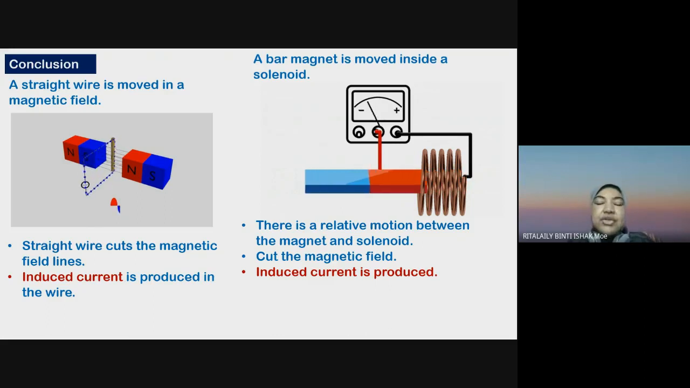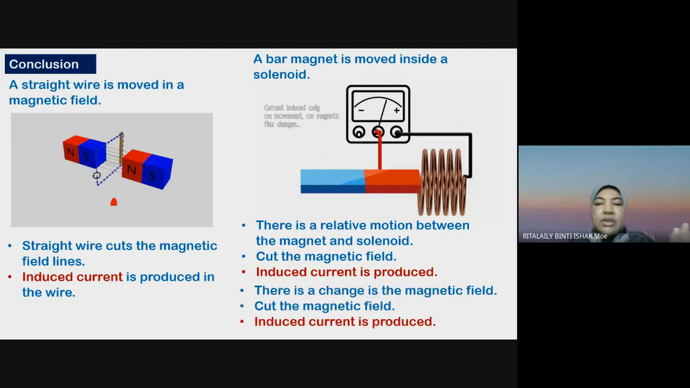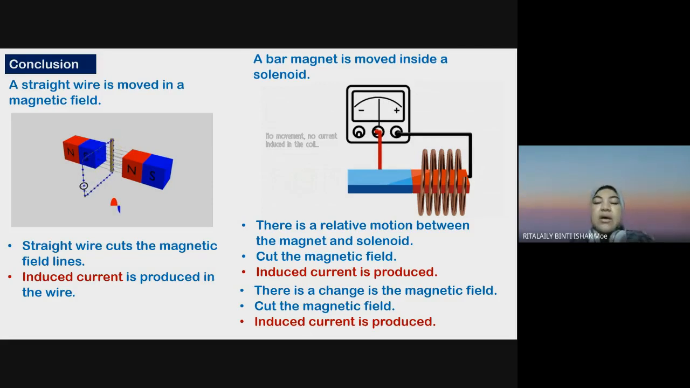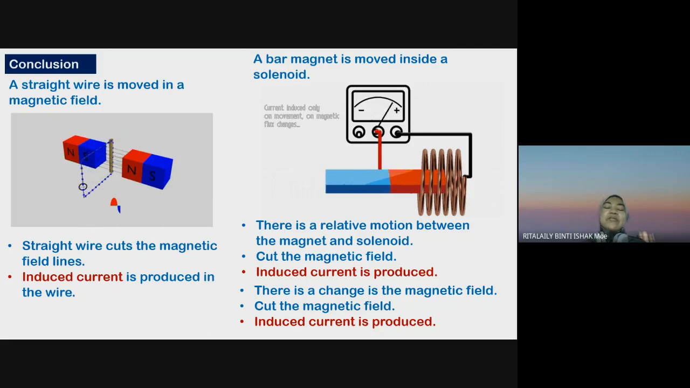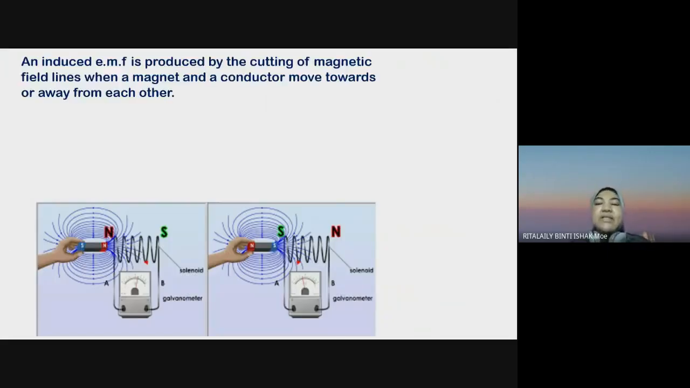There should be a cutting of magnetic field in order for the current to be induced. Or as you can see from the definition of induced current, there is a change in magnetic field. The change is the cutting of the magnetic field, and it produces current. The induced current is produced.